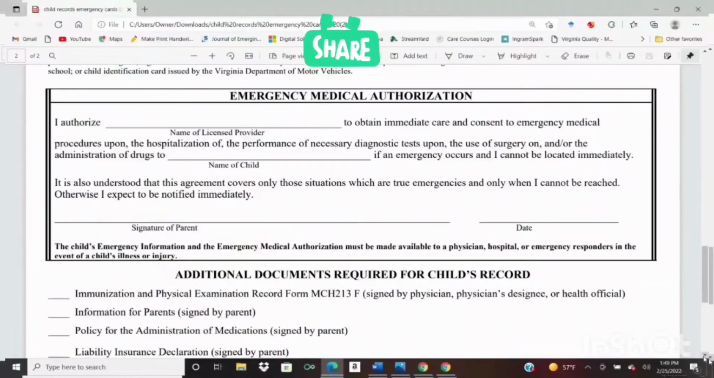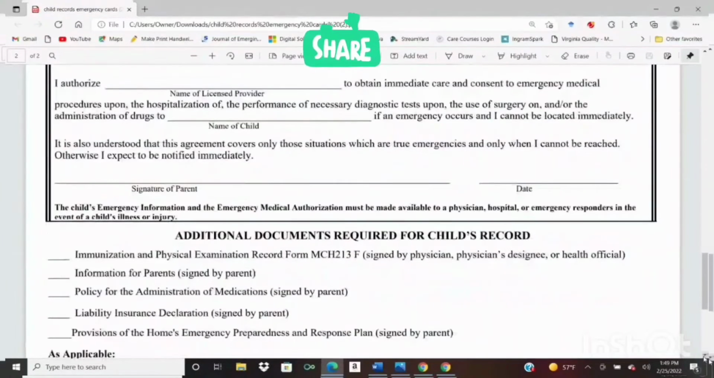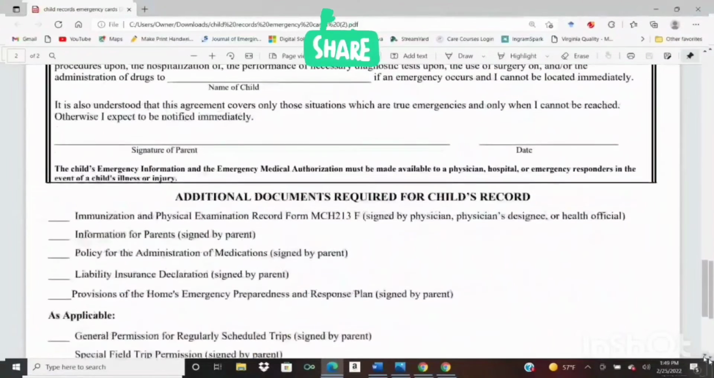Otherwise, I expect to be notified immediately. You understand that? So you can't, just because you have this paperwork, put the responsibility on yourself and make all the decisions about the child. No. First, you have to try to reach the parents, and if that's not possible, then we can come back to this form and use it as consent.